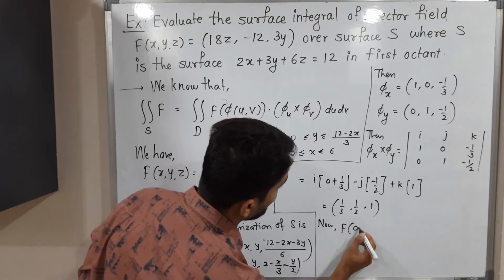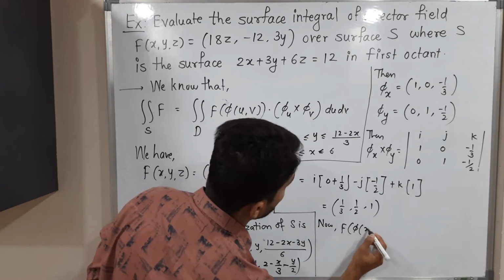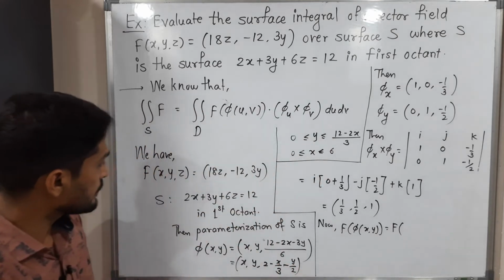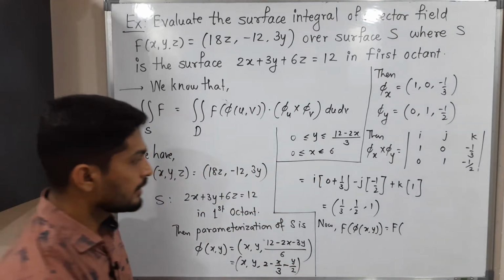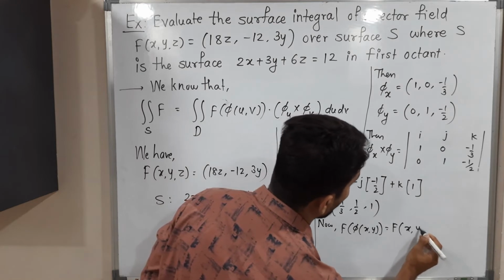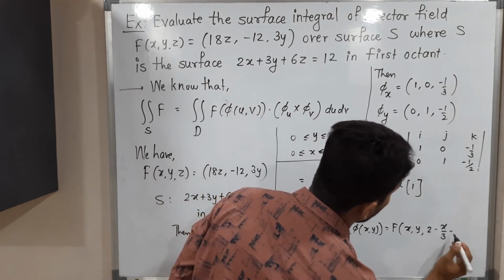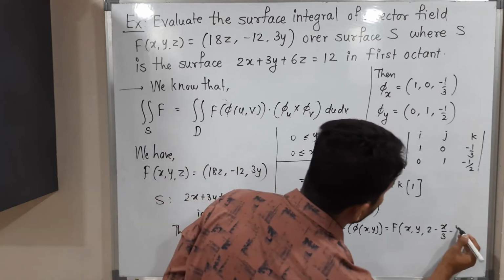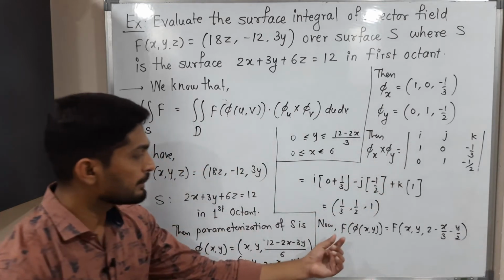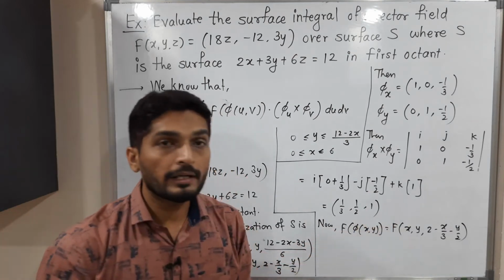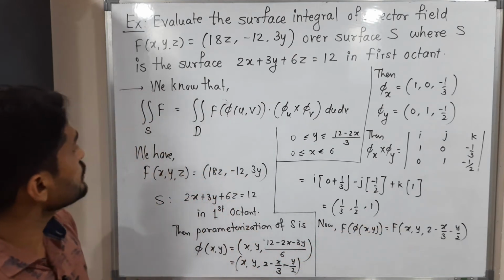Now we have f of phi of xy. What is our phi of xy? Where is it? Yes, it is here. So let me write here x, y, 2 minus x by 3 minus y by 2. I simply put the value of phi of xy there. After that we have to operate capital F. What is the definition of capital F?